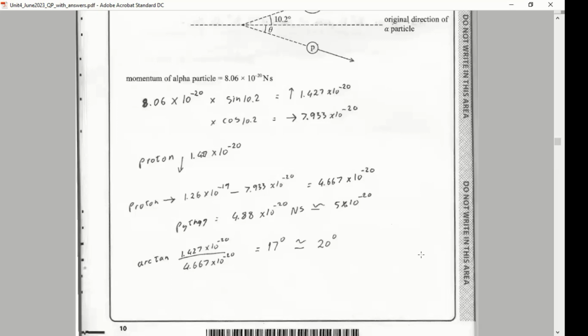So you've now got two vectors at right angles to each other, and using Pythagoras, you can work out the hypotenuse, and that works out at 4.88 times 10 to the minus 20 newton seconds, which is very close to the quoted number. And the last bit is to work out theta. Well, there you just do arctan of the vertical divided by the horizontal component, and I get 17 degrees. This is unusual in that the 20 degrees is actually quite a long way from 17, but there you go. 17, you could argue, is pretty close to 20. And that's 6 marks.